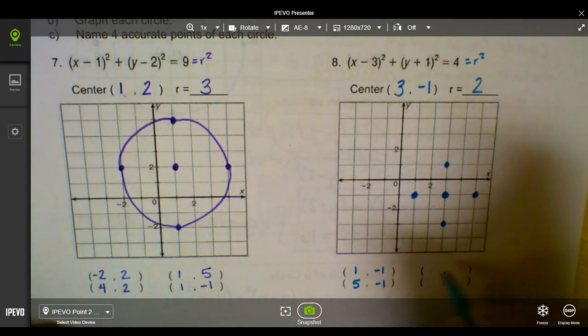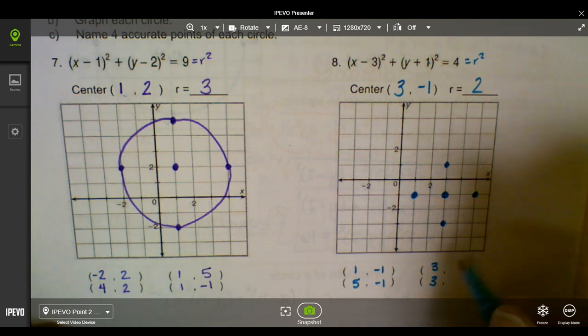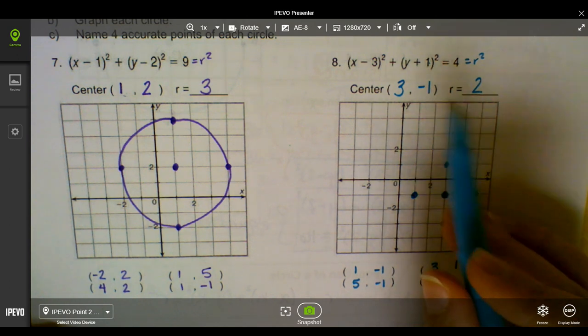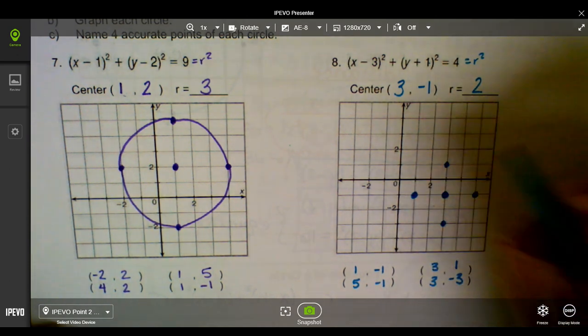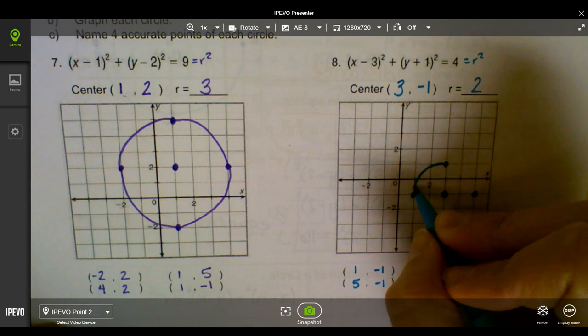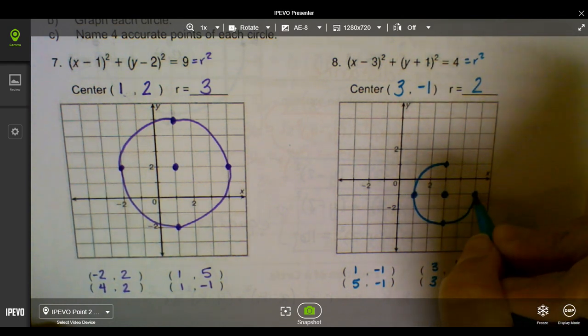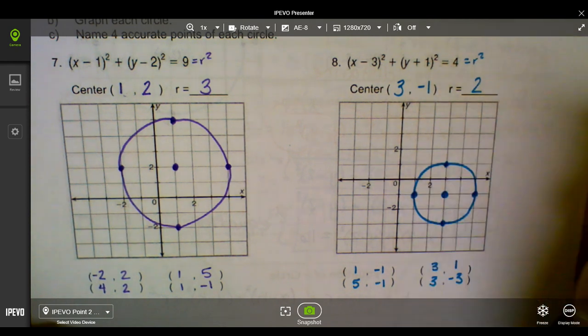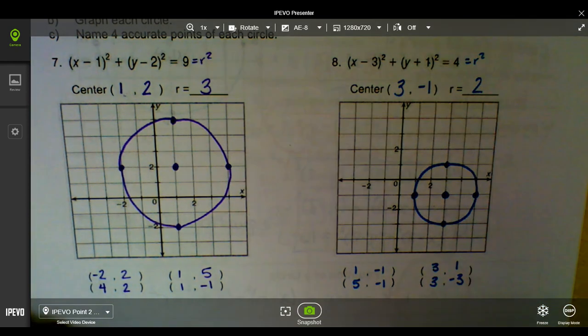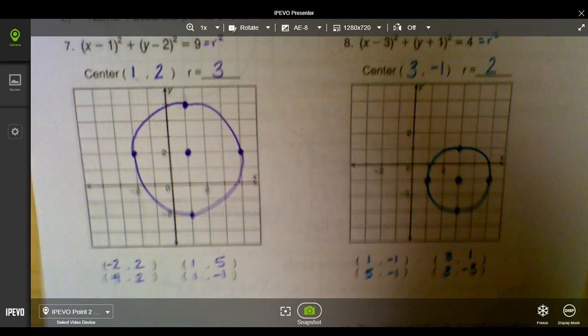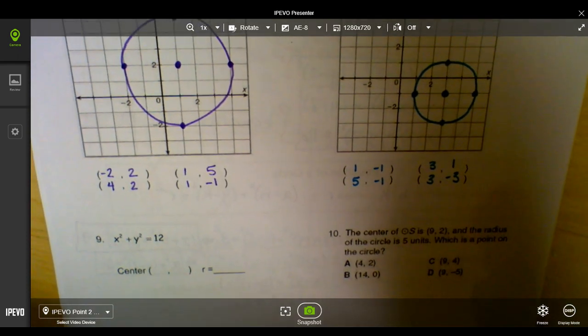All right, so now the x values are going to stay the same. So both of these are 3. And then we're going to add 2 to this, which is just going to give us 1. Subtract 2 from that, which will give us -3. Connect the dots. Steady, steady. Ooh, that one wasn't bad. Huzzah. Okay. All right. And then last couple of problems.